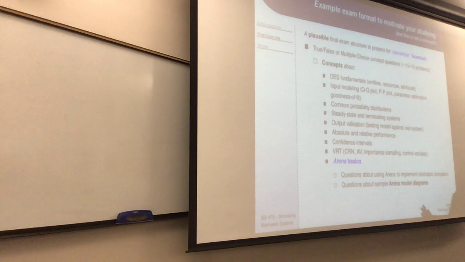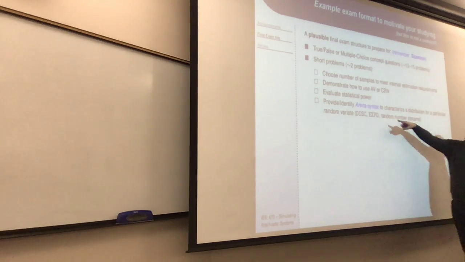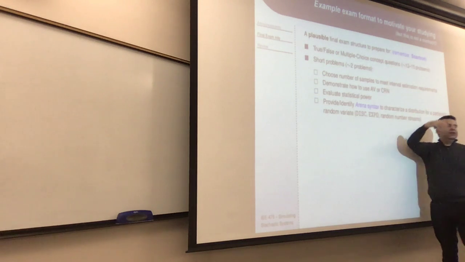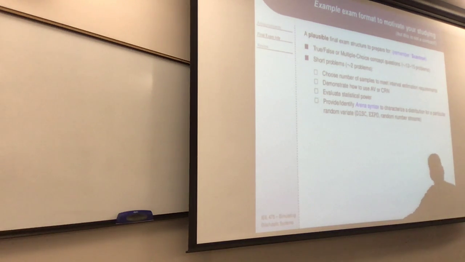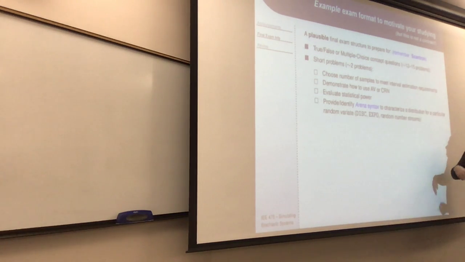So I might show you a diagram and say, what is the purpose of this block? What is the difference between this model and that model? So ARENA will definitely show up on there. And then some quantitative stuff. Maybe some short problems where I say you want a certain confidence interval, so choose the number of samples. Here's some pilot data, or maybe you have to calculate, or maybe I give you a sample standard deviation. Based on that, if I want a confidence interval that's this width, can you choose the number of samples?